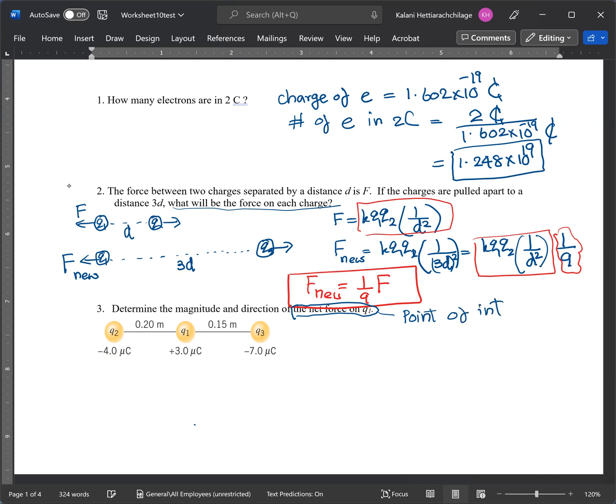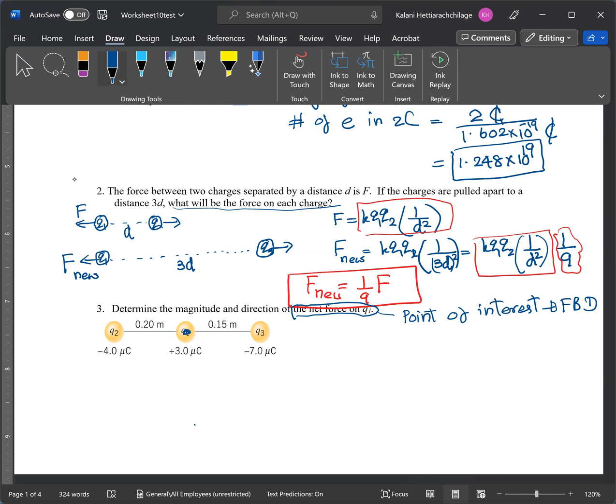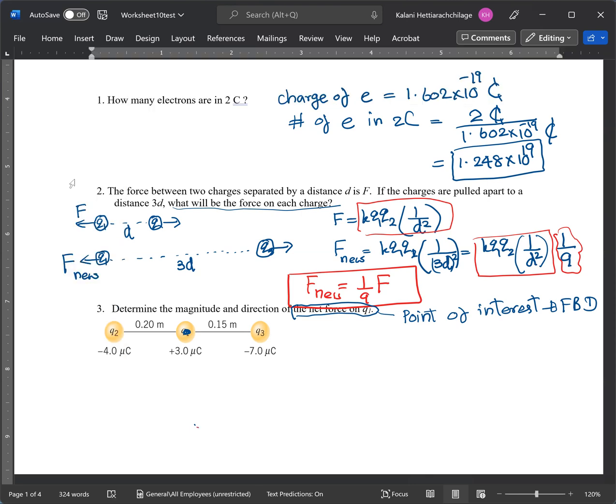Point of interest is the place where you need to draw the free body diagram, right? So now let's label the point of interest. It is here. Now I have two particles, one on the left, one on the right. Now I need to see whether it is an attraction force or repulsion force. According to that, we need to draw the diagram. Okay, let's start from the left one. You see that in the left one, Q2 is a negative charge and your point of interest has a positive charge. Now negative and positive will attract each other.